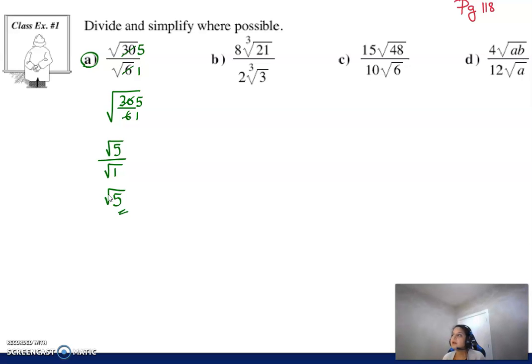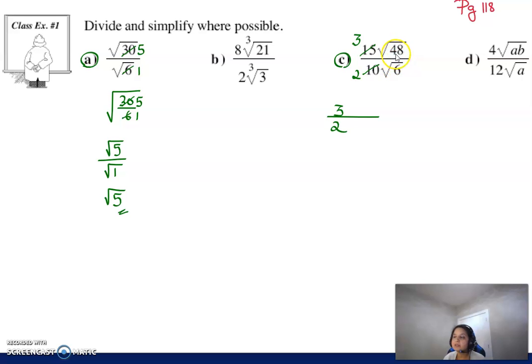Now, let's see something like what they have in part C. The numbers are a little bit more complex, but we're going to use the same rules here. So we have 15 over 10. That's the numerical part, and I like to see them separately here. 15 and 10 don't divide out completely, but they reduce each other. They both get divided by 5, giving me 3 over 2. So I can write that answer as 3 over 2.